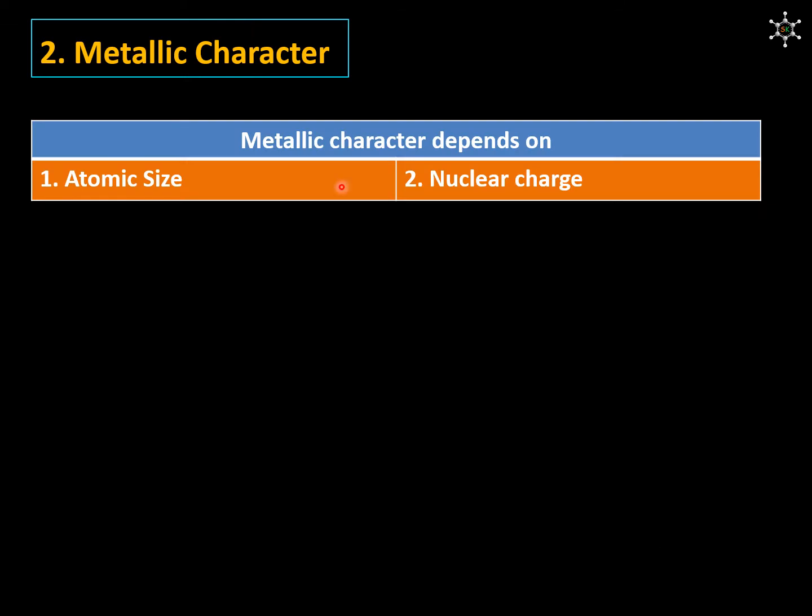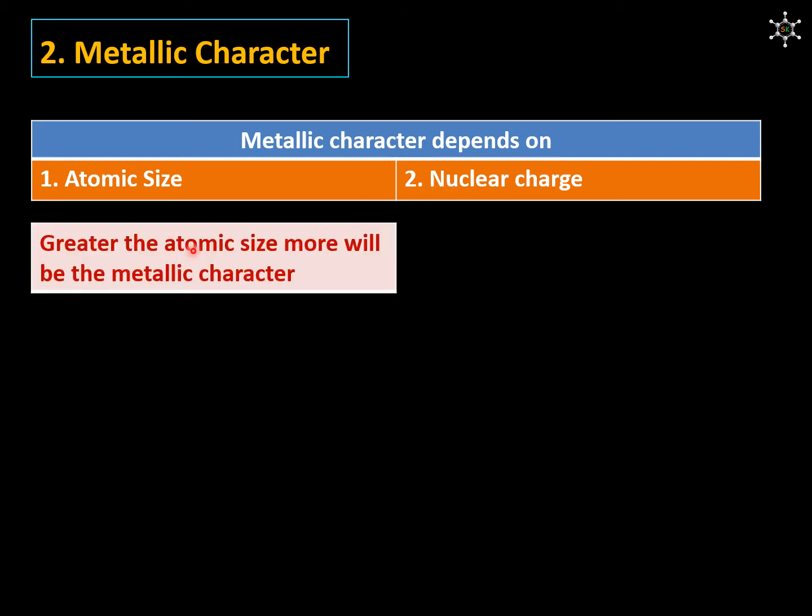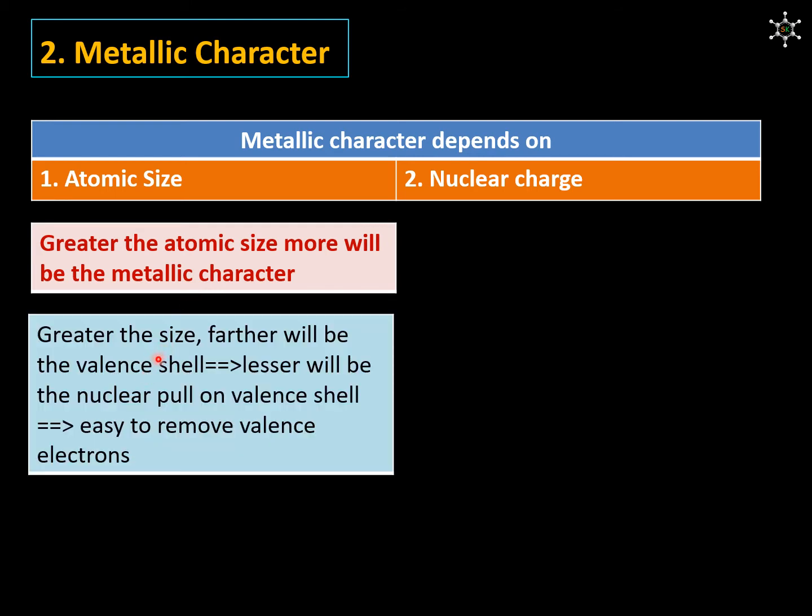Metallic character depends on atomic size and nuclear charge. The greater the atomic size, the more the metallic character, because the greater the atomic size, the farther will be the valence shell. So, lesser will be the nuclear pull on the valence shell. So, it will be easier to remove the electrons present in the valence shell.